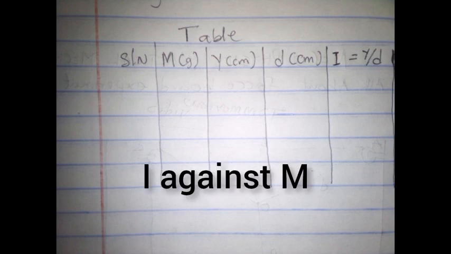From the table, you can see your serial number, the masses, the distances Y and D, then I equals Y over D. After putting all these, you have to submit a trace of your paper alongside your work. Then that is the end. The next is just for you to plot your graph, which is I against M. After doing that, you calculate the slope and then you do whatever calculation you are required to do according to the procedure, and that will be the end.